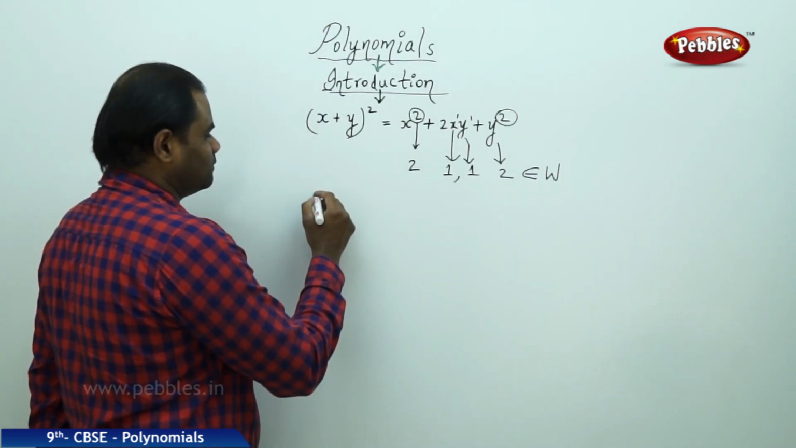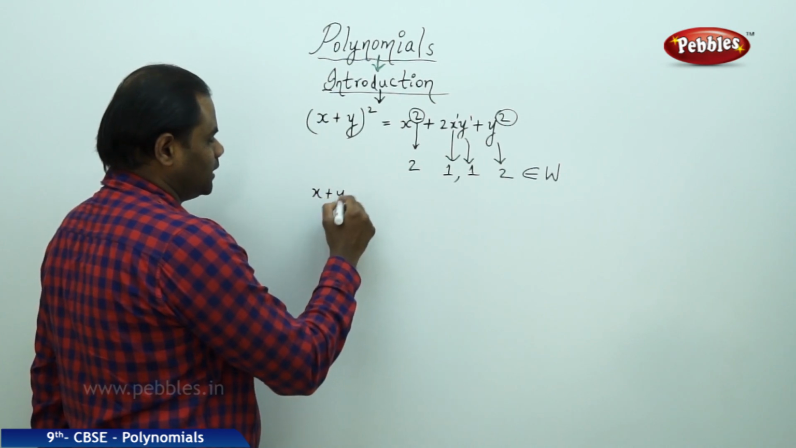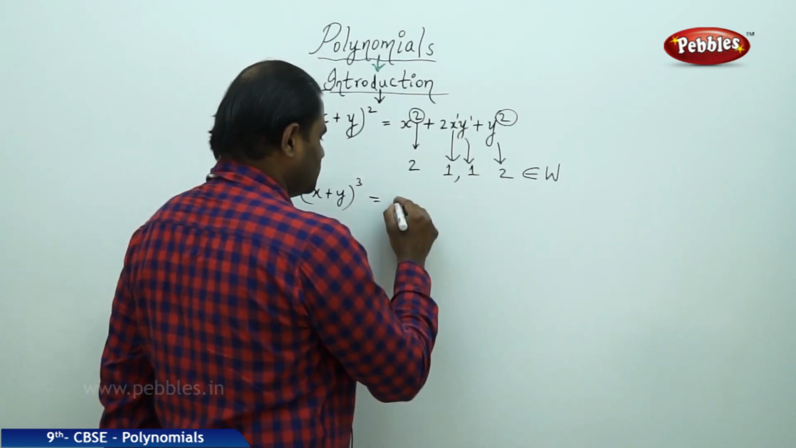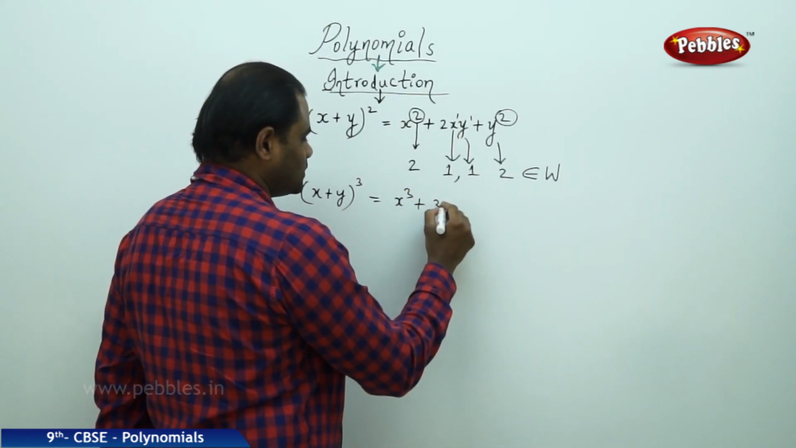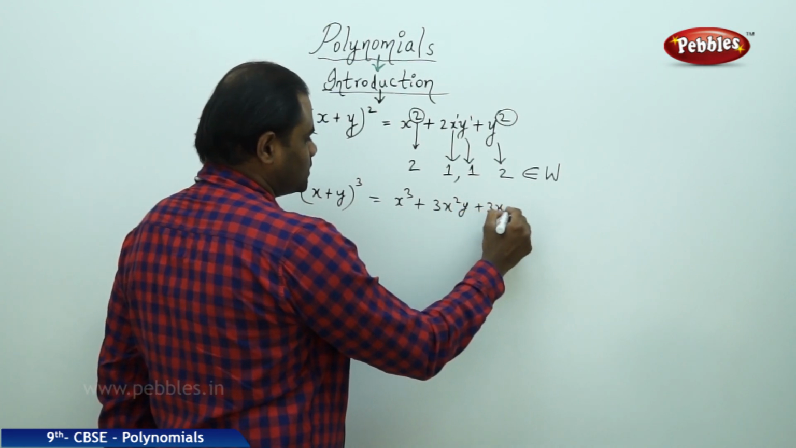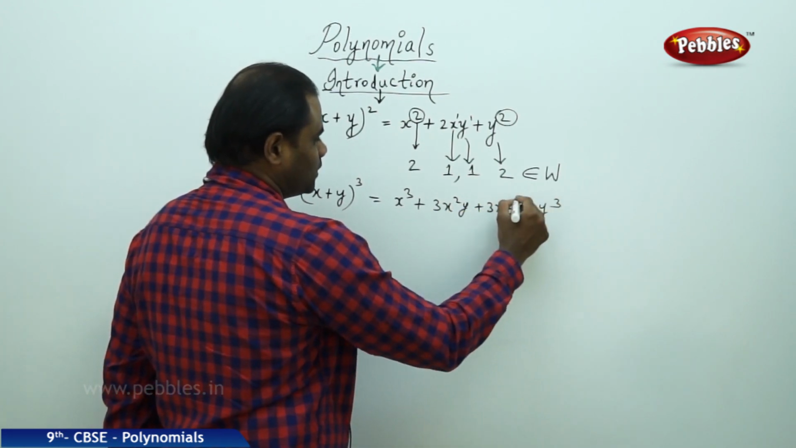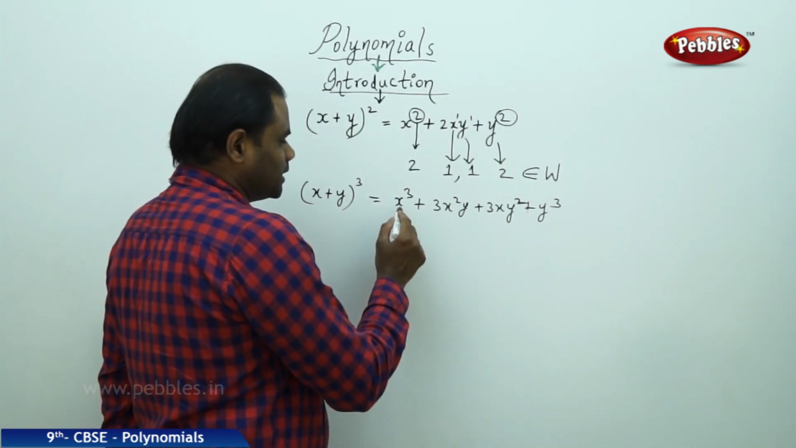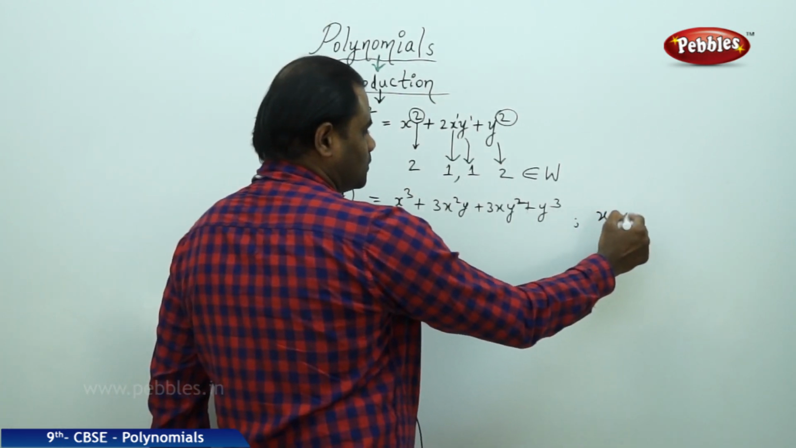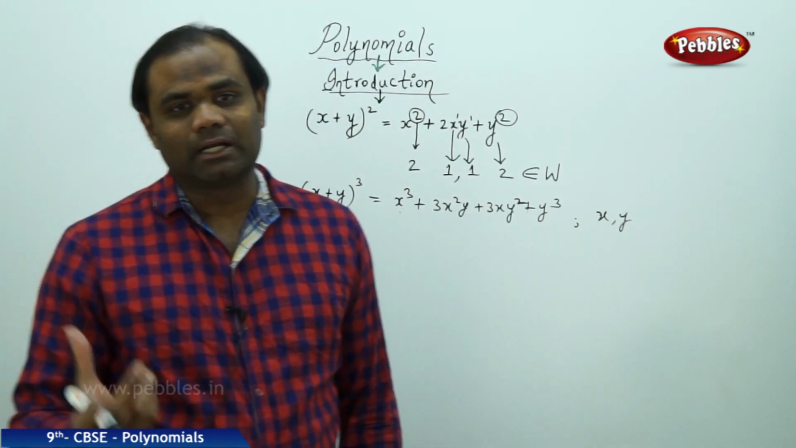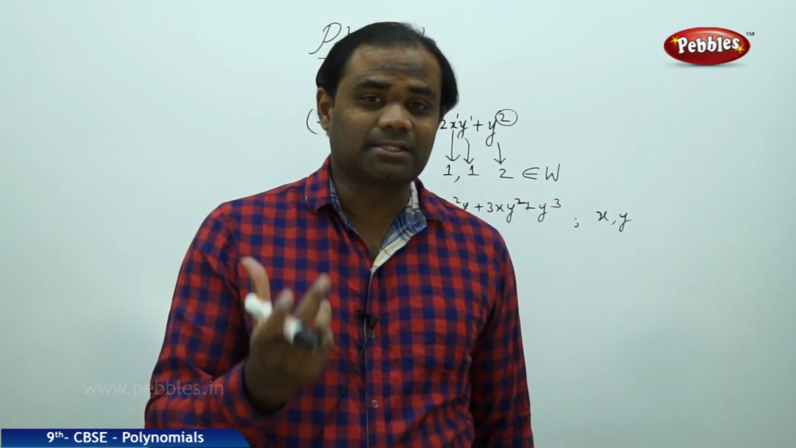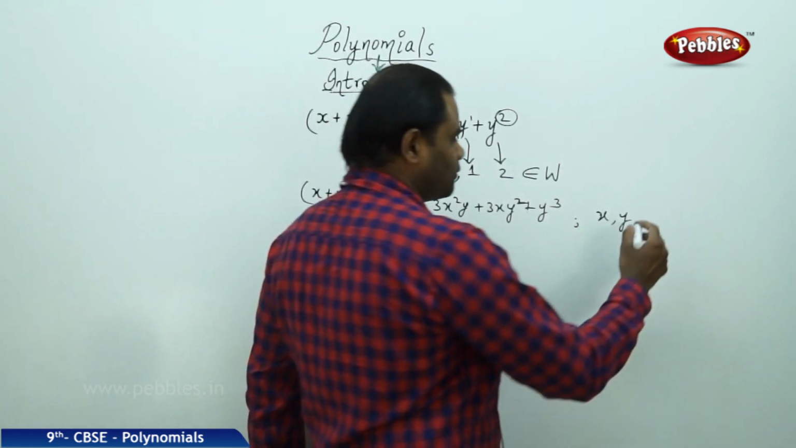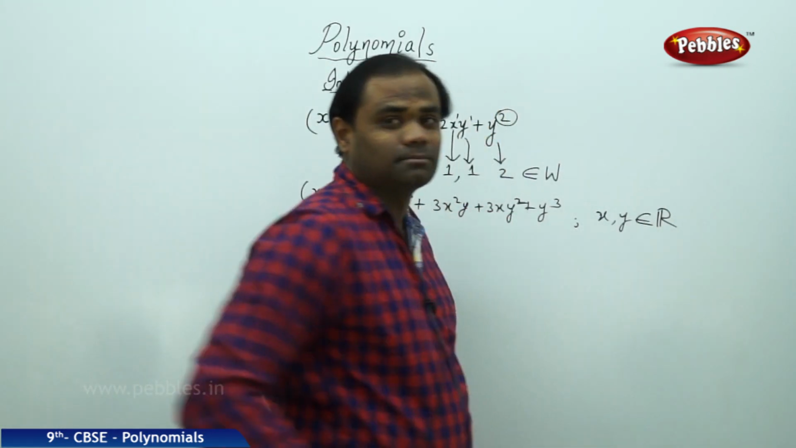For example, I have (x plus y) whole cube, and I can expand this. We all know that (a plus b) whole cube is a cube plus 3a square b plus 3ab square plus b cube, which is y cube. And let's see if this is a polynomial. Now the variables here are identified to be x and y. The variables of the polynomial are the unknown constants which accept any real number. So x and y are just representations of the real numbers in the real number system.